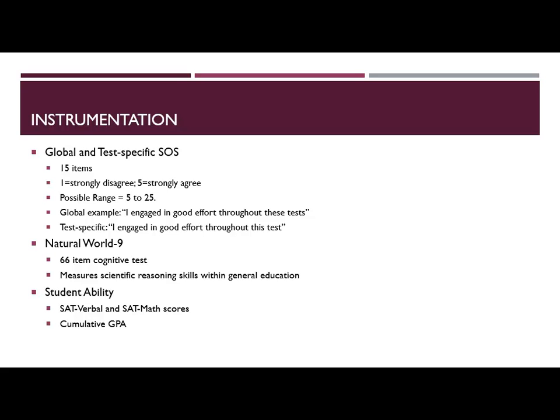The Natural World 9 consisted of 66 cognitive items measuring scientific reasoning skills within general education. SAT Verbal, SAT Math, and a cumulative GPA were used as proxies for student ability for control purposes. I will now hand it over to Courtney to discuss results and implications.